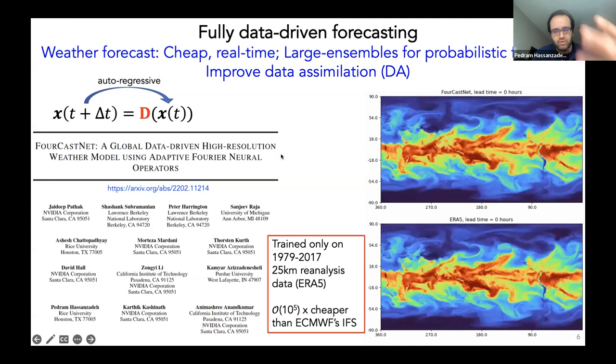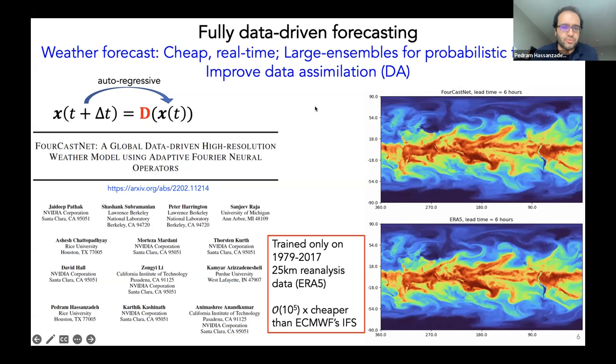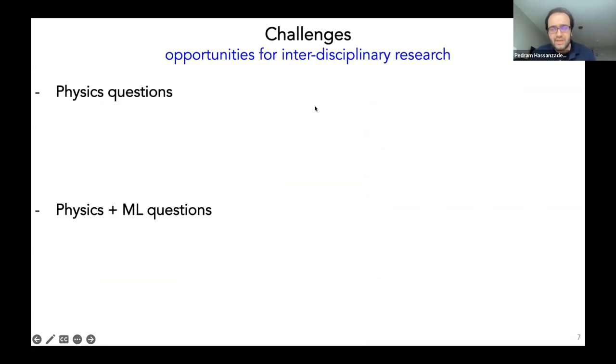So there are applications you can think of for this kind of approach too. I would say there has been a lot of progress, but to really use this in operation and in practice, there are still a number of major challenges and questions that we need to address. But we can also look at these as opportunities for interdisciplinary research. So I want to talk about this a little more, and I want to focus on the challenges that are, I think, physics questions.